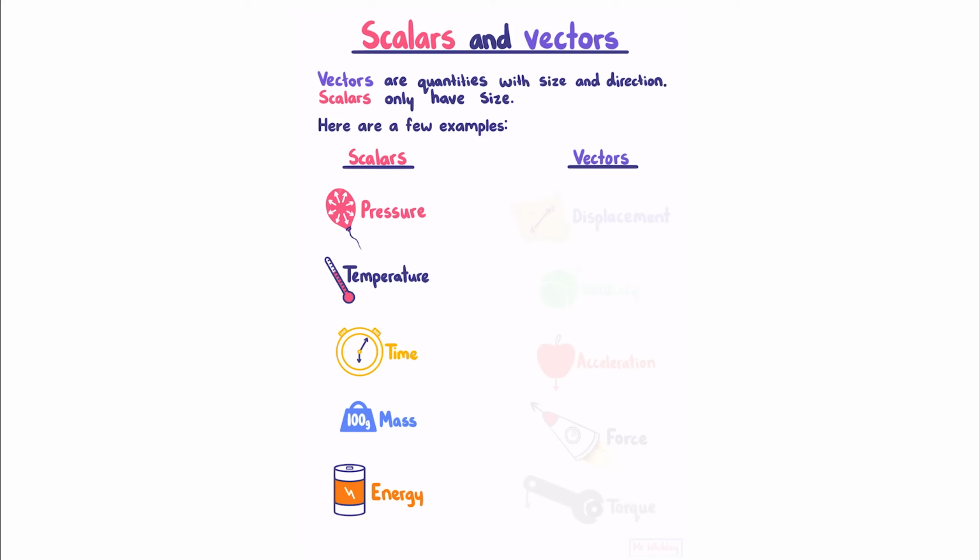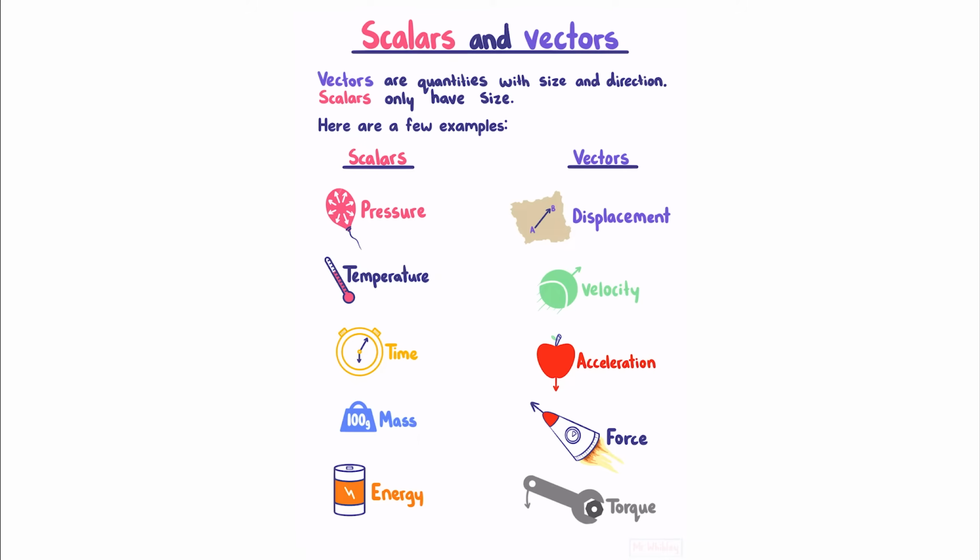Vectors, on the other hand, include displacement, where if you're displaced from A to B, that involves both a distance as well as a direction. You can have a velocity in a direction, an acceleration in a direction, we can apply a force in a direction, and we can also apply a torque in a direction, for example clockwise or counterclockwise.